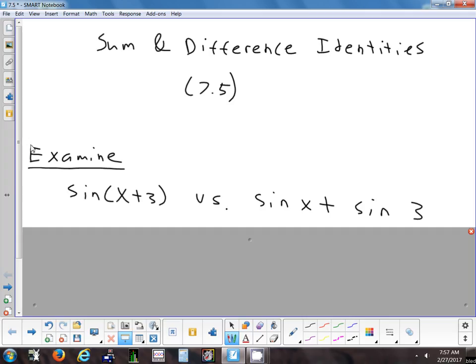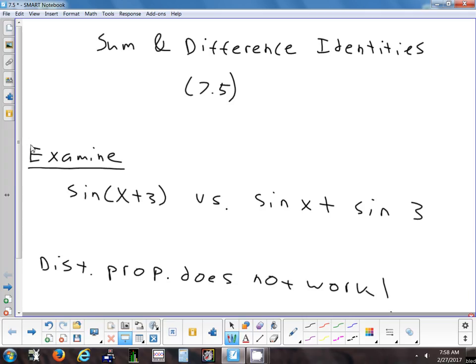Now, this one on the right, you're taking the sine of x and adding something onto the end of it. Sine of 3 comes out to some number. What happens if you add something at the end of a function? It shifts it up. So just thinking about it from a transformation perspective, these are not the same. That's a vertical shift on the right. That's a horizontal shift on the left.